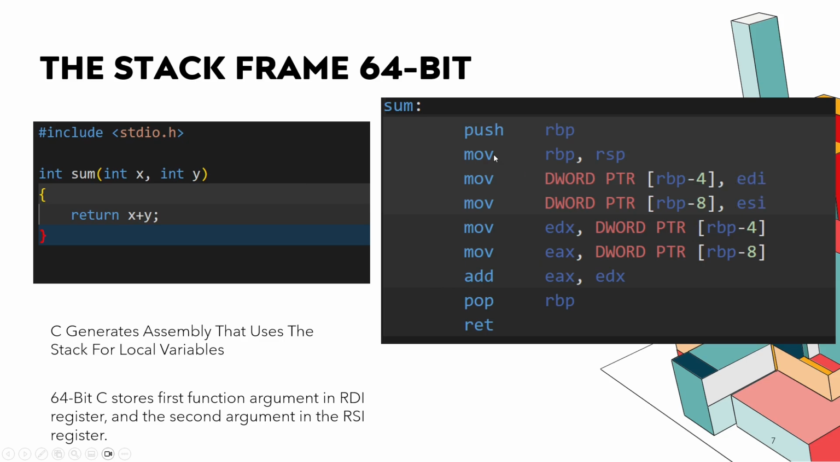So here is what's happening. In our sum function, we push RBP. Now this is 8 bytes now, we're in 64-bit. We're not working with 4-byte words anymore, okay? We're working with 8-byte words. So we push RBP for the same reason as in the 32-bit example, to save the base pointer, okay? We move the stack pointer to the base pointer, so we have a reference frame, okay?